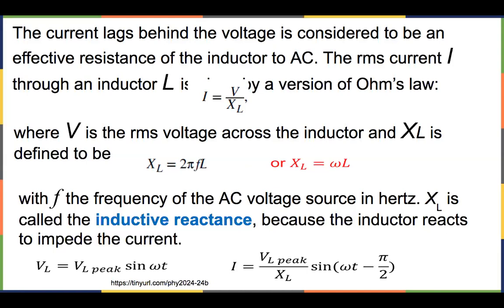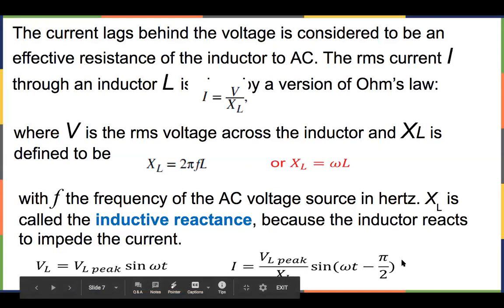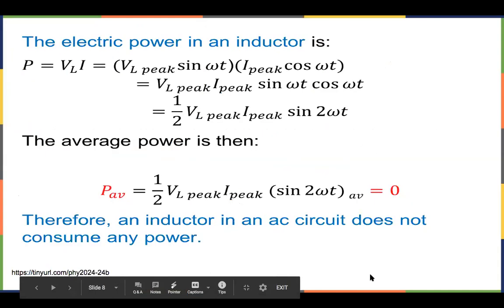For the voltage on the inductor, it's going to be a sine function, and the current you can also write as a sine function, but with a phase change. The sine is not the same, but there's a phase difference of pi over 2, or 90 degrees. In this case you can write this as a cosine function.